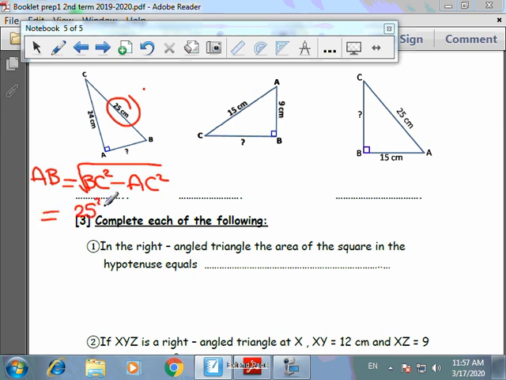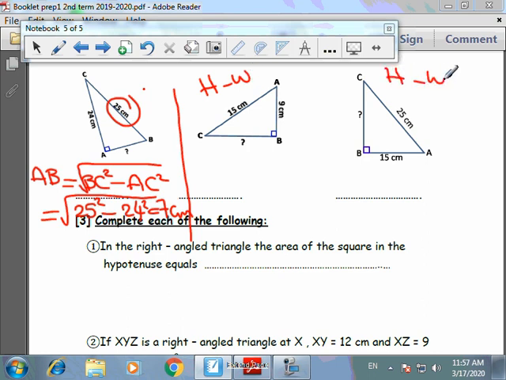25 squared minus 24 squared, all of it, of course, under the root. I can solve it easily using the calculator. Root of 25 squared minus 24 squared. The answer will be 7 centimeters. Okay. Please complete the other two as homework because they are the same idea.